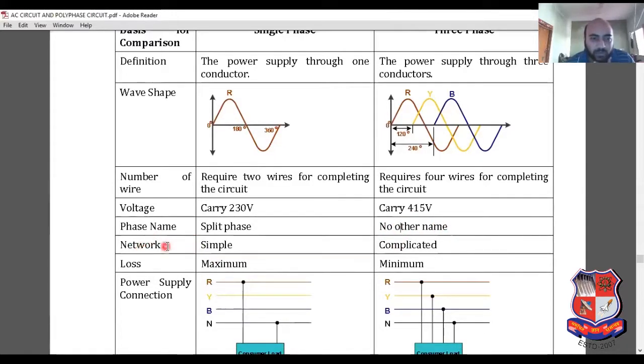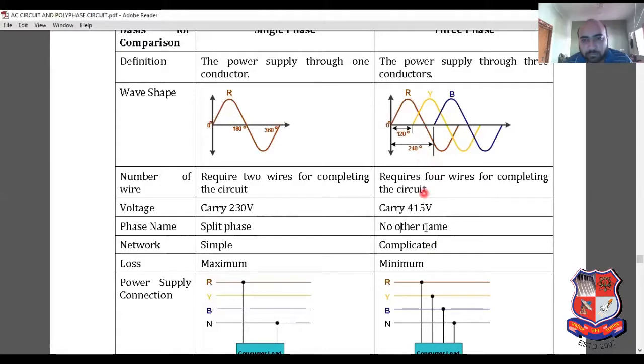The next point is network. Now the network is simple. Why? Because we have to deal with only two conductors. So there is no issue. One conductor, as I have already told you, is for phase. See, again I am repeating the same statement. Right now we are not concerned with the phases. It may be R, it may be Y, or it may be B. So here for example I have taken R phase. So R phase is there and one neutral is there. So it shows a simple network.